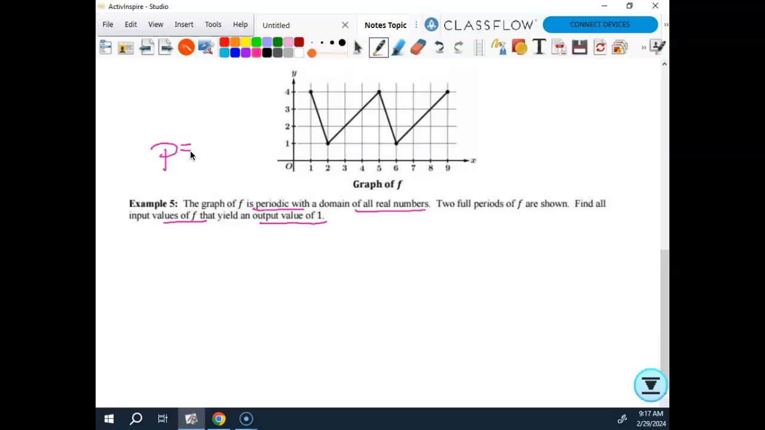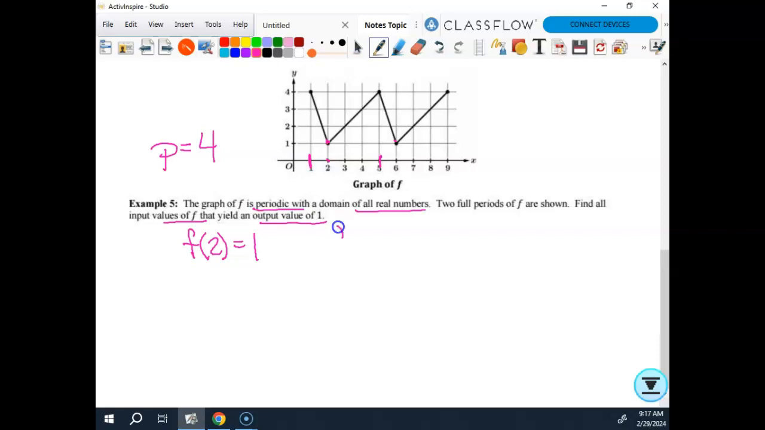I heard 5 and 4. 4. Good, because we're starting at 1 and we're going to 5. Or I could start at 2 and go to 6. Remember, it doesn't matter. But either way, the period is 4. Okay? I want an output value of 1. Well, that happens when x is 2. So I know that f of 2 is equal to 1. If the period is 4, that means f of 6 is also 1. f of 10, f of 14, and so forth and so on.